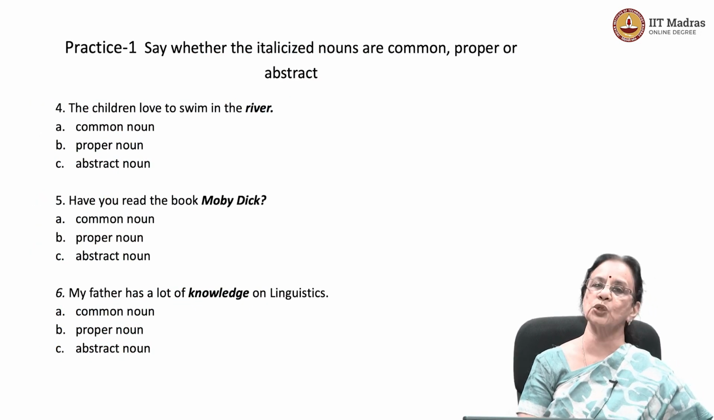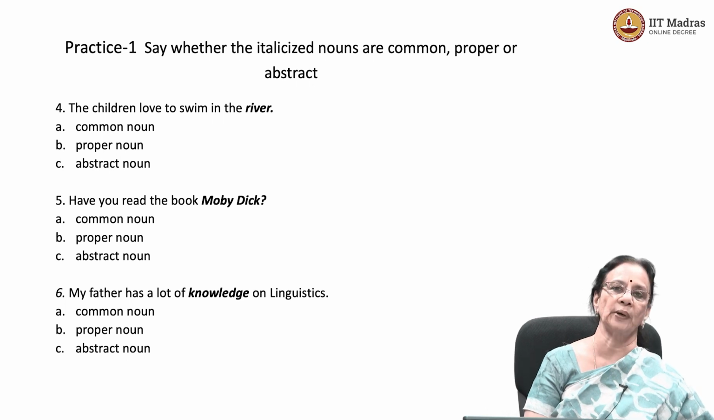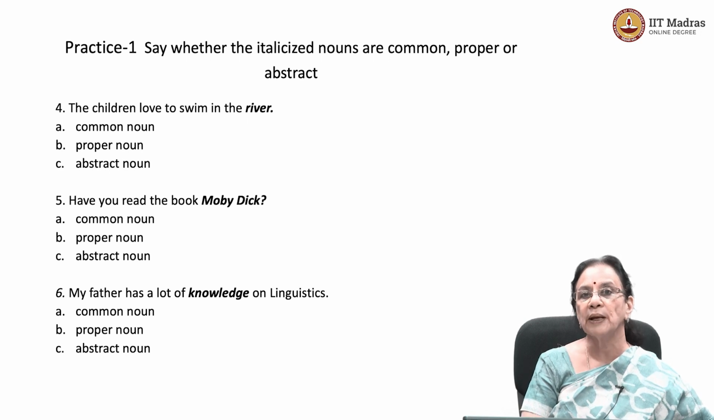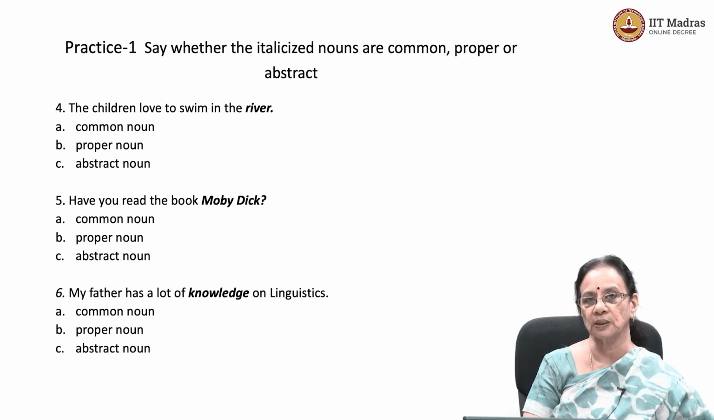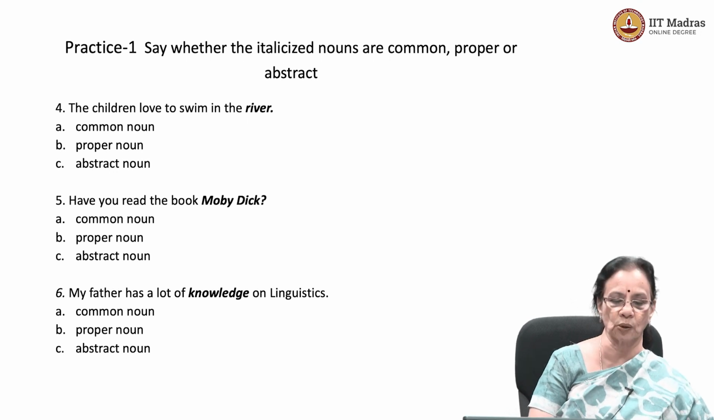The children love to swim in the river. Now, river is a common noun. Why is it a common noun? Because we don't have the name of the river. It is just a river. It could be any river in the world. So it is a common noun.